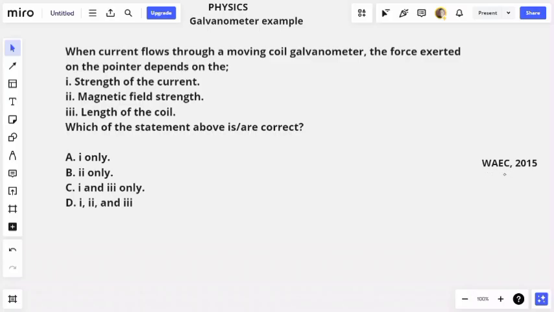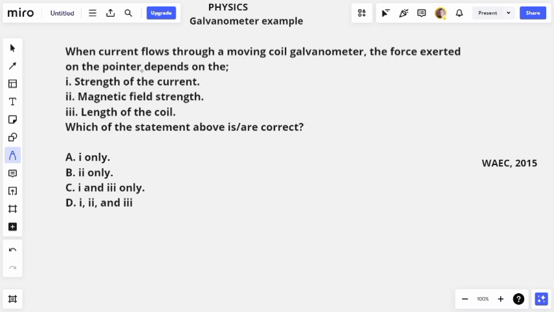This WAEC question 2015 on galvanometer. It says when current flows through a moving coil galvanometer, the force exerted on the pointer depends on: I, strength of the current; II, magnetic field strength; III, length of the coil. Which of the statements above is/are correct?